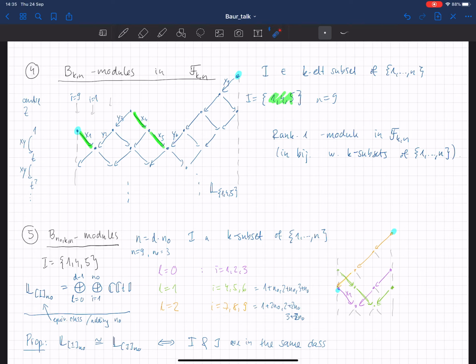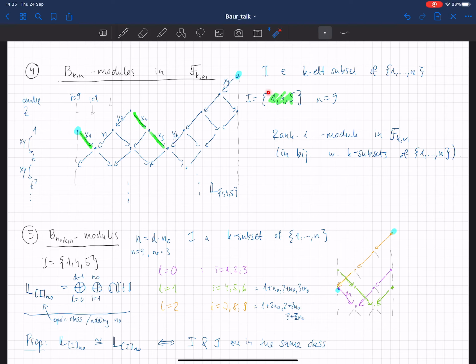And let's do it on an example. I take n equals 9 and I is {1, 4, 5}. These modules are free over the center, and I take the smallest possible modules which have at each vertex just one copy of the center. And then I should say how these copies of the center are linked. So I should really say, if we look at the copy of the center here, how the constant factor is linked across the x_i's and y_i's.